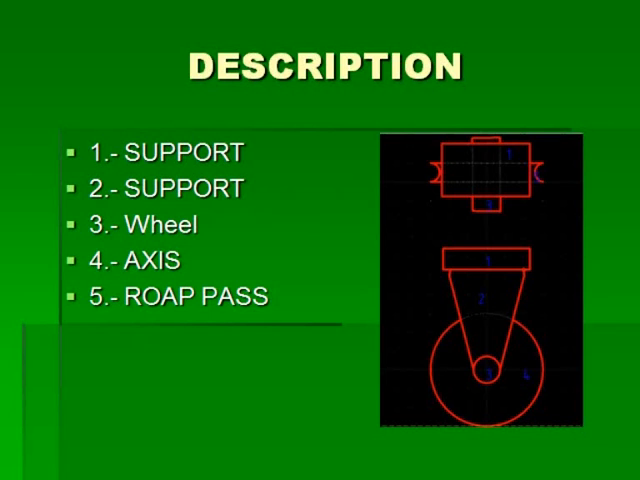In this figure, you can see a pulley, and it always has a support where there is an axis, and the axis goes through a wheel. The wheel is the pulley, and this pulley always has a rope path that is usually called the throat.